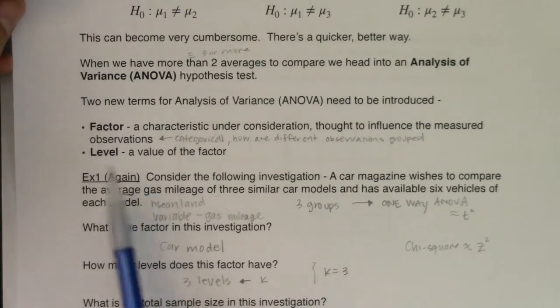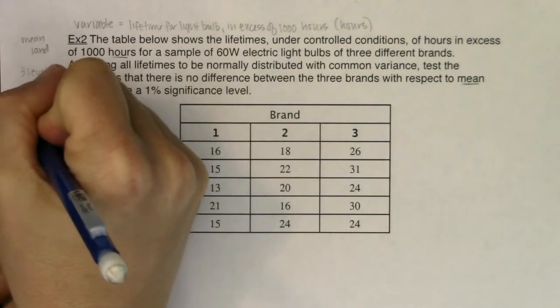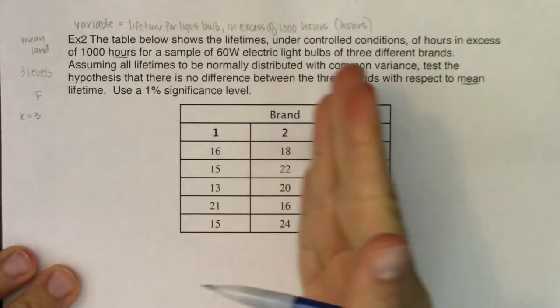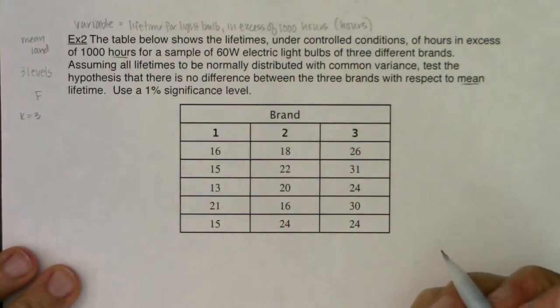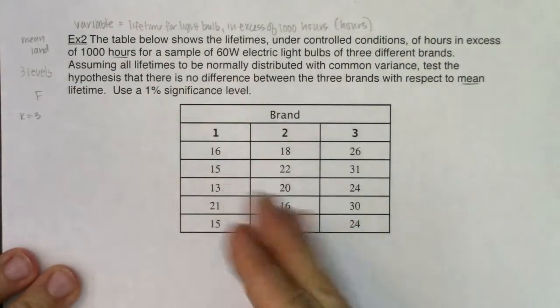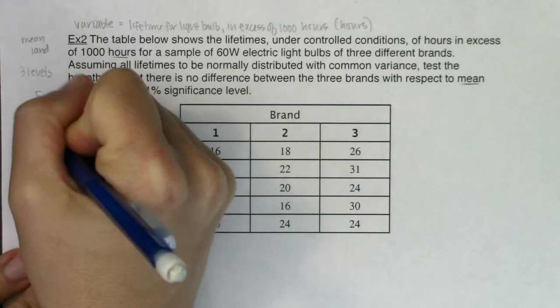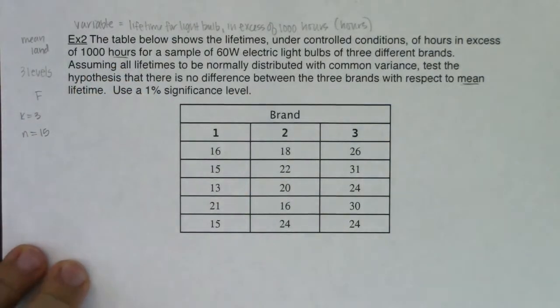So for this problem, in example 2, we know k is equal to 3. So let me just take note of that. And also I note that I had 15 total light bulbs. It looks like they had 5 in each group. And again, you don't have to have the same number in each group. You have whatever you have. But so I know k equals 3 and n equals 15. So those are a couple of things for me to just keep track of as I move through this, okay?